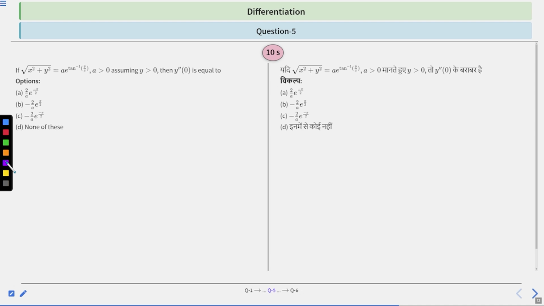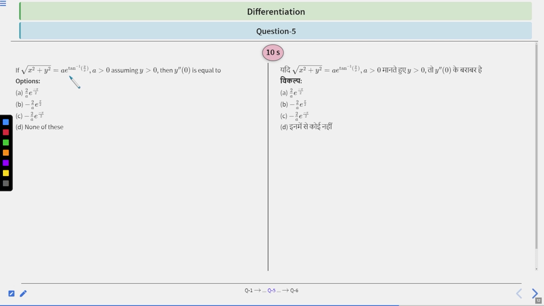Let's move to the next question. Question number 5, which says: if root over (x square plus y square) is equal to a e to the power tan inverse (y by x), where a is greater than 0, assuming y greater than 0, then y double dash 0 is equal to. So again, you have 10 seconds to solve this question. After 10 seconds, we will discuss the solution. The hint of this question is C.